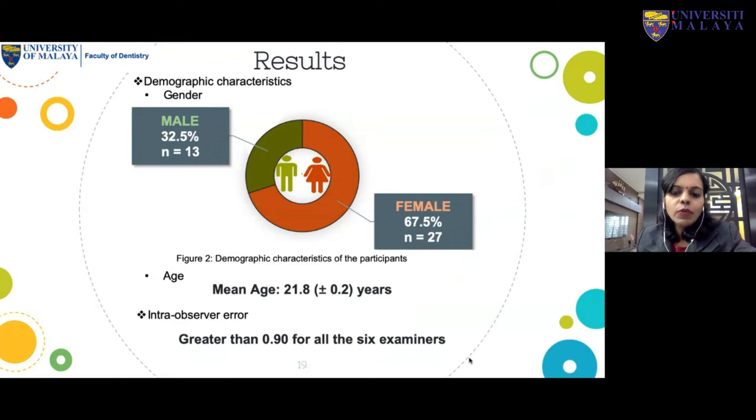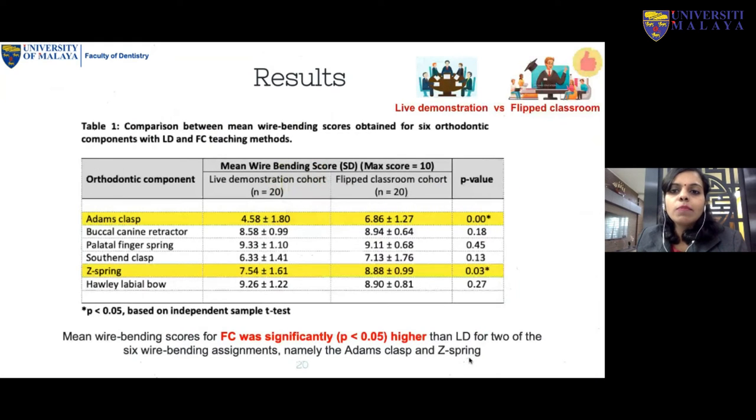13 males and 27 females participated in this study. The average age was 21.8 plus or minus 0.2 years. The intra-observer reliability for all the 6 components was greater than 0.9, indicating excellent agreement within the examiner for each of the 6 components. This slide explains our first objective, which was to compare the mean wire bending score between the live demonstration and also the flipped classroom.